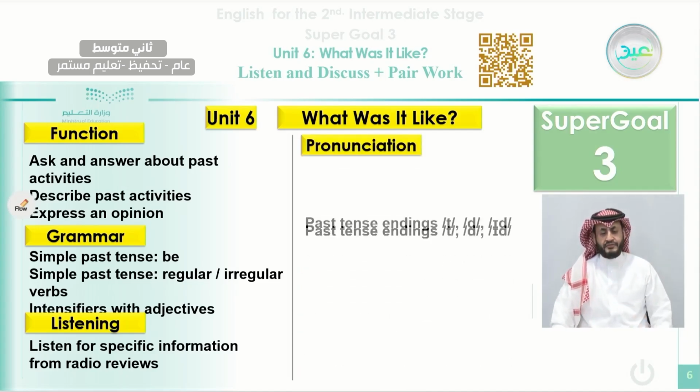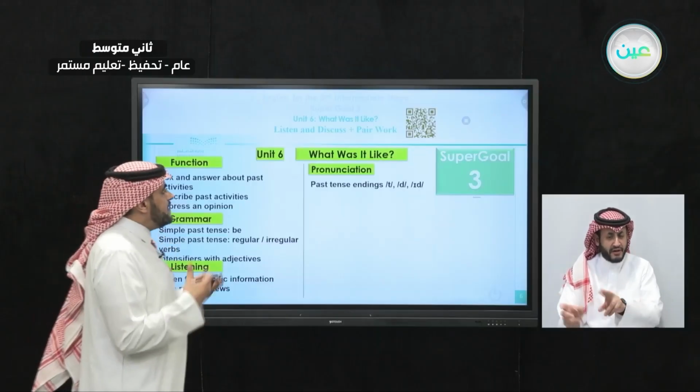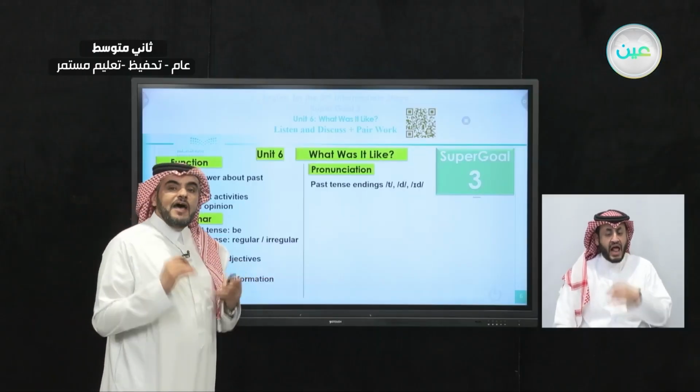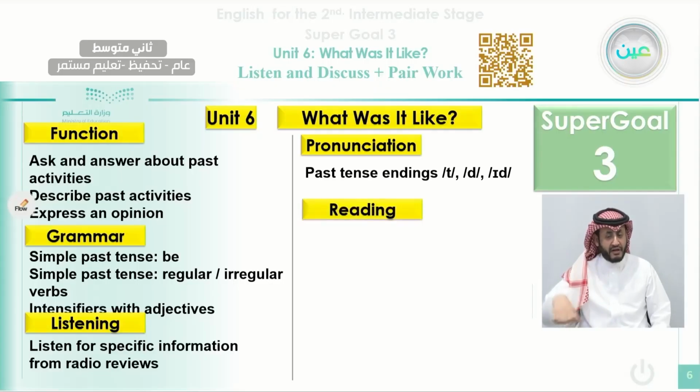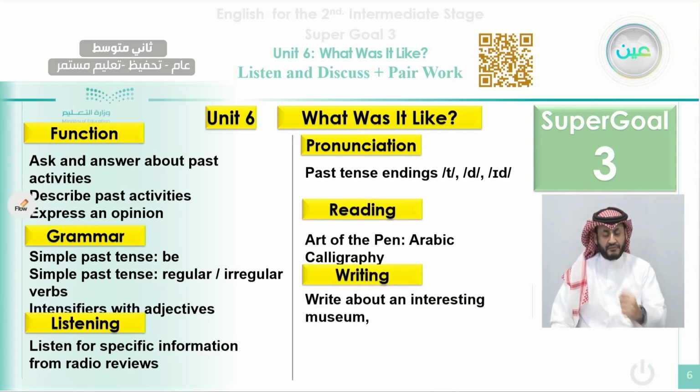Listening. Okay, in the listening section here, you will listen for specific information from radio reviews. Also in the pronunciation section, you're going to learn past tense with verbs that end with ta sound, da sound, and id sound. Okay, in reading, also you're going to read an article called Art of the Pen, Arabic Calligraphy. Okay. Also in the writing section, you're going to write about an interesting museum.